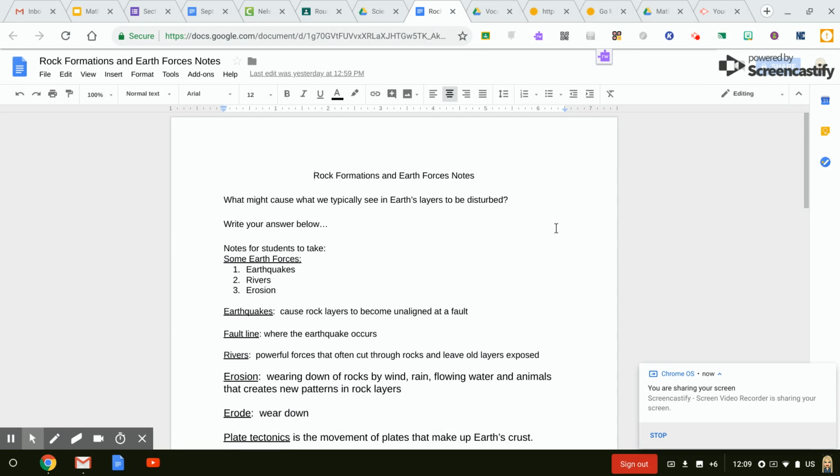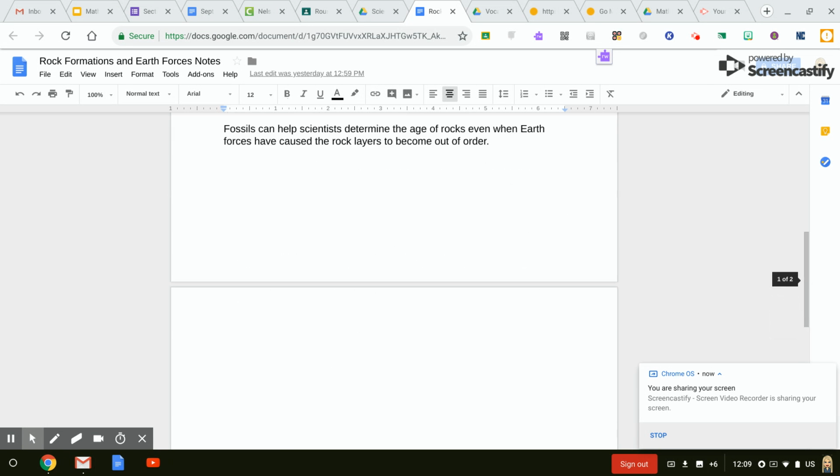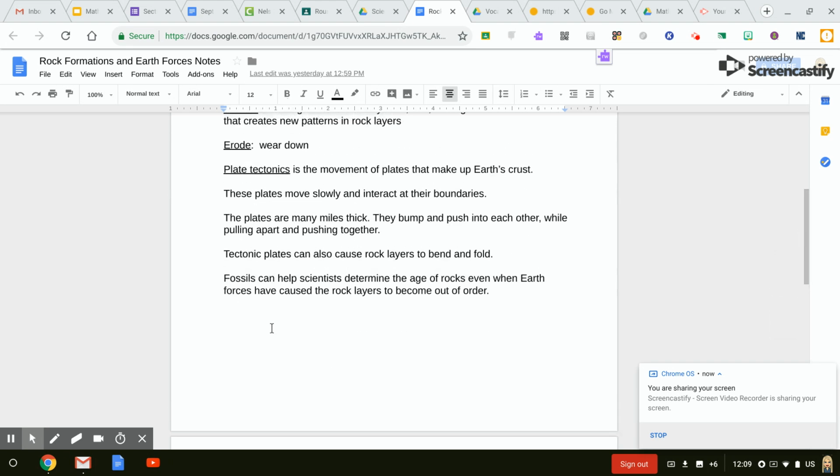Okay, so we're going to continue with where we left off the other day. The last notes we took right here: fossils can help scientists determine the age of rocks, even when earth forces have caused the rock layers to become out of order. So we're going to continue with that.